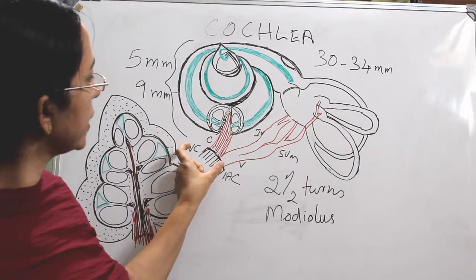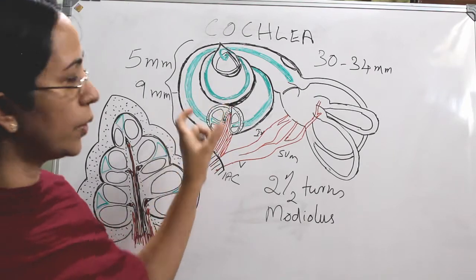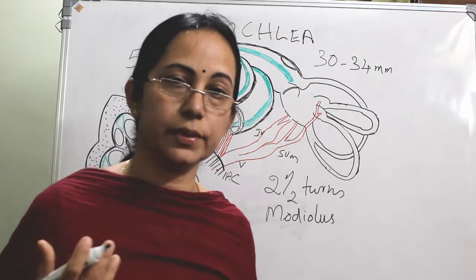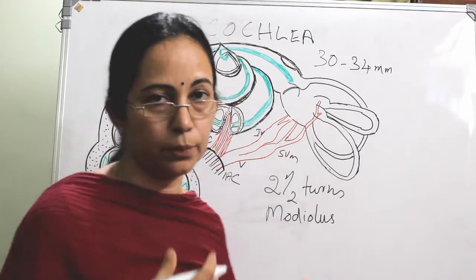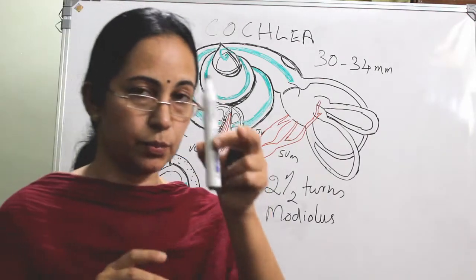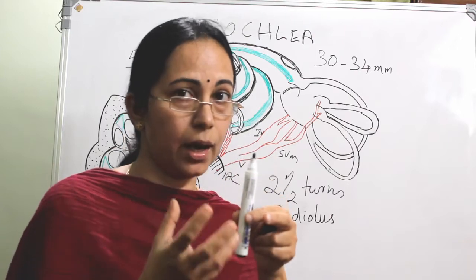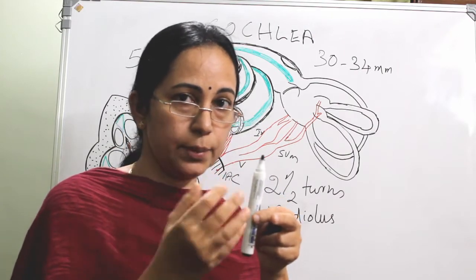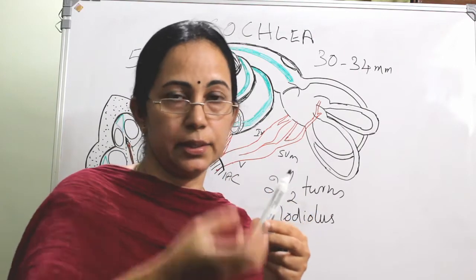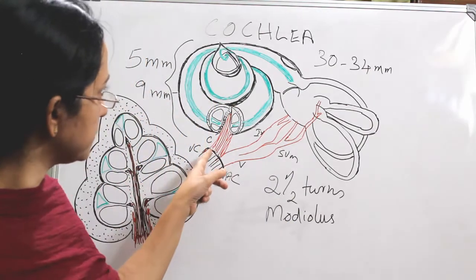So this cochlear nerve comes through the Modiolus. Cochlear nerve along with the blood vessels comes through the Modiolus. That means this Modiolus is porous. It is not a hard bone. It is actually a porous tube through which the nerve fibers come inside.